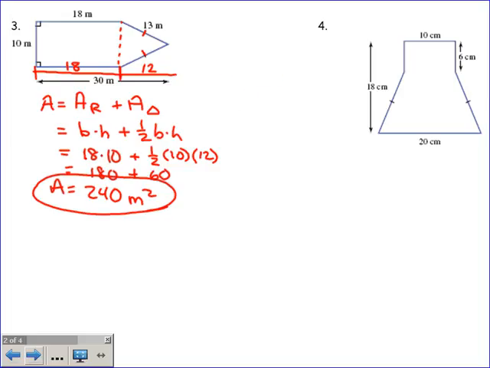Okay. Everyone write down your game plan for number 4. I'm going to pick somebody at random to share their game plan with us.